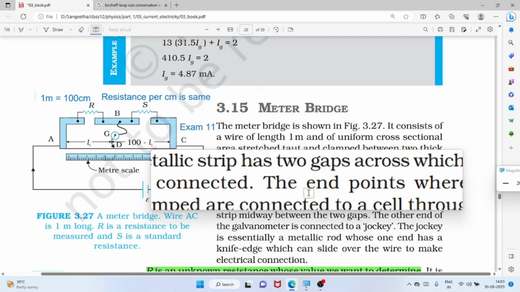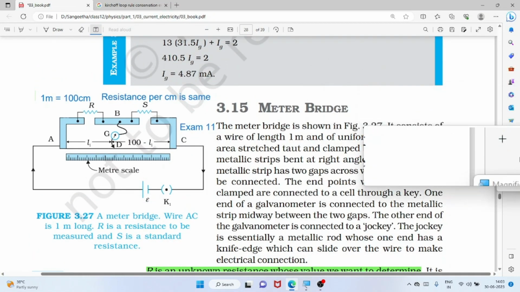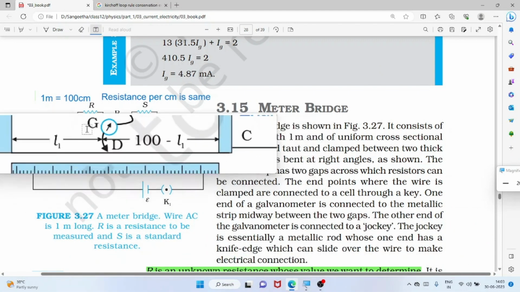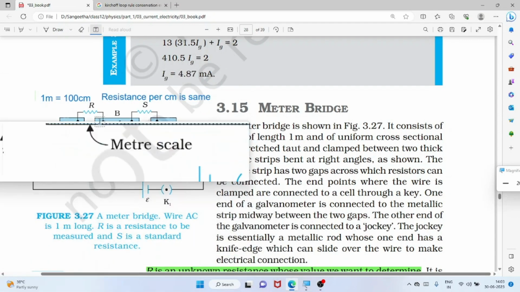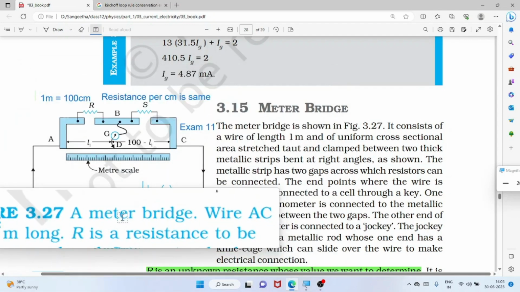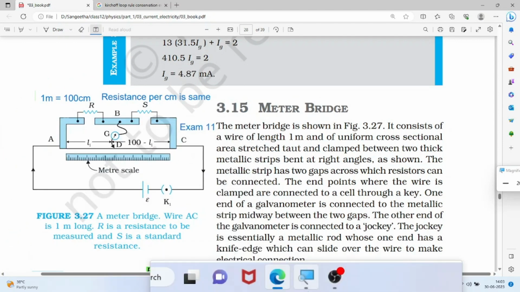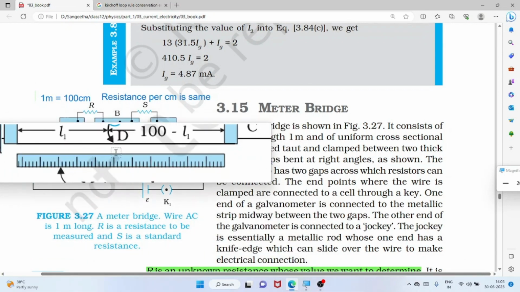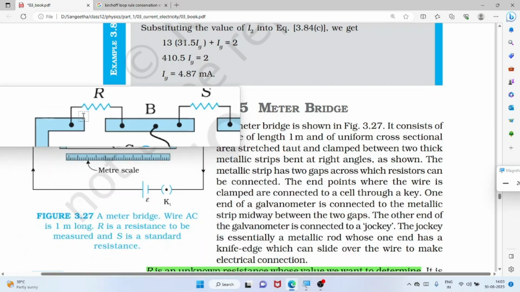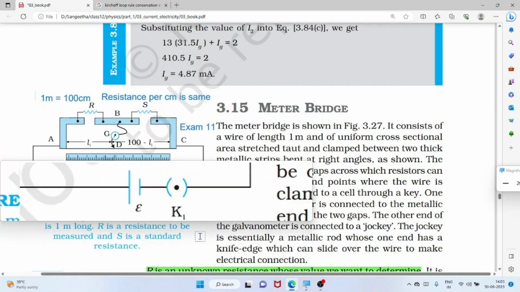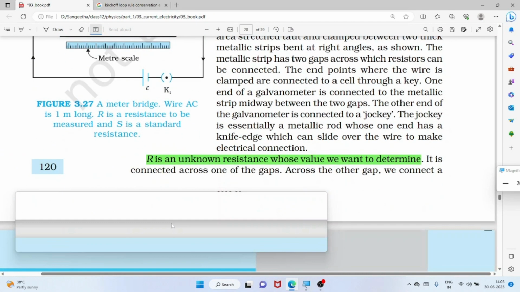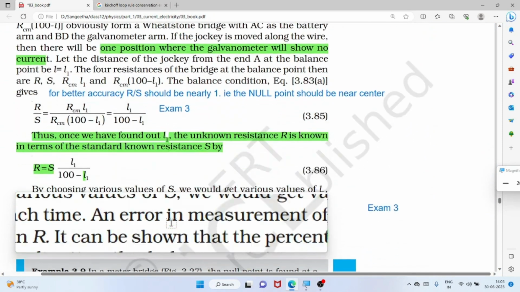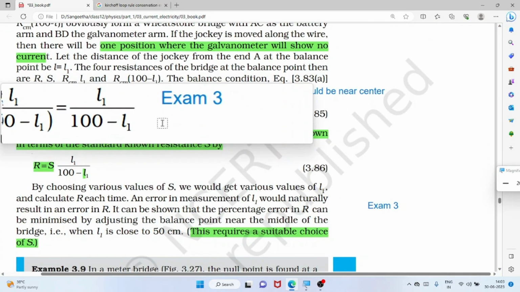So this is the meter bridge. It's like a Wheatstone bridge only. Here meter bridge means this resistance wire length is 1 meter, that is 100 centimeter, and the resistance per centimeter is the same. Suppose we find 4 centimeter, then 4 times the resistance per centimeter is the resistance across this L1. This will be 100 minus L1. Here also R by S equals L1 by 100 minus L1. That is the balance condition.